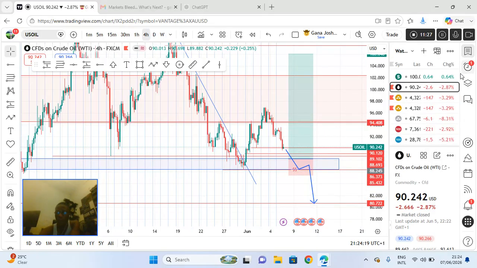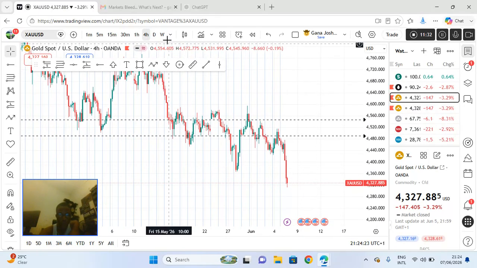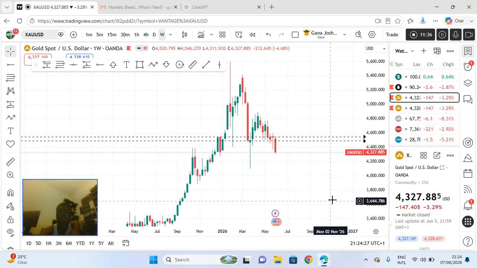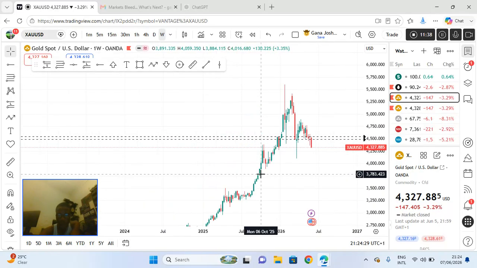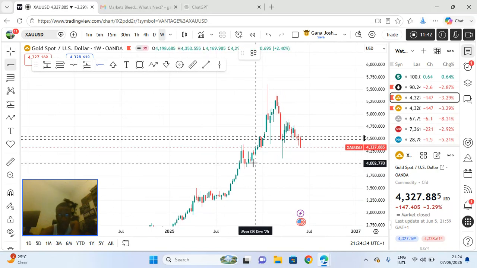Let's head on to gold. Gold, let's look at it from the weekly to see what's happening there. What's happening on gold is on this 54,400.